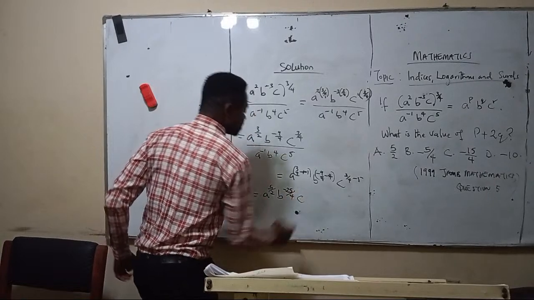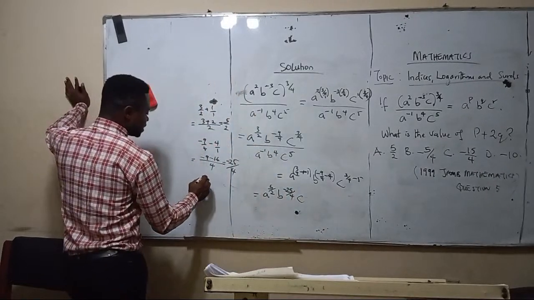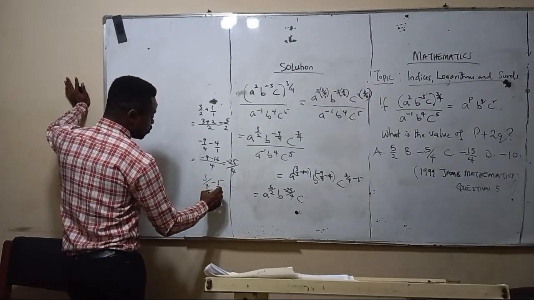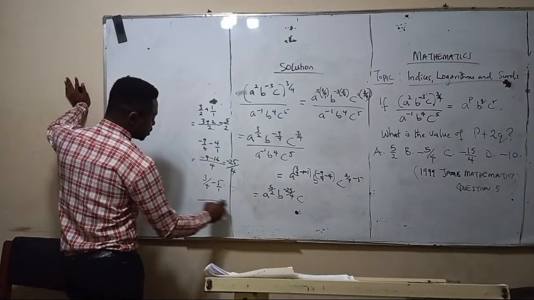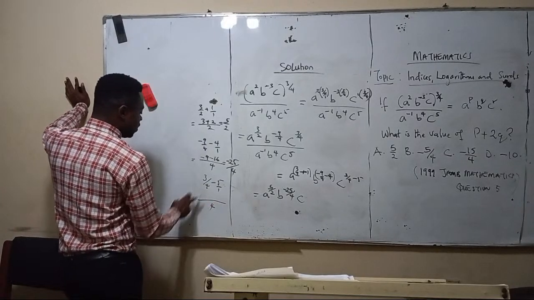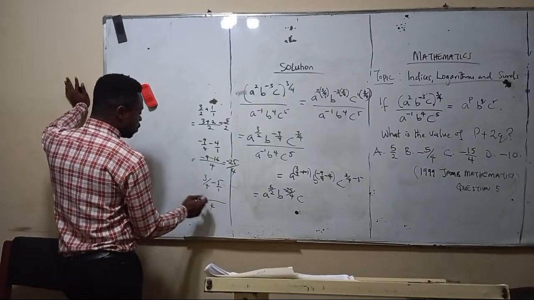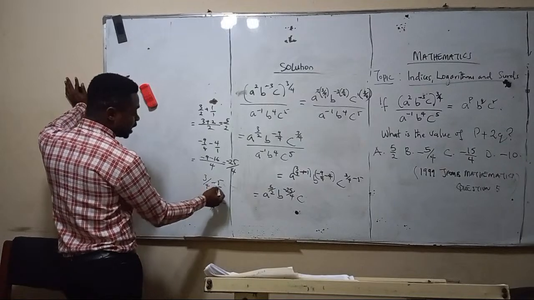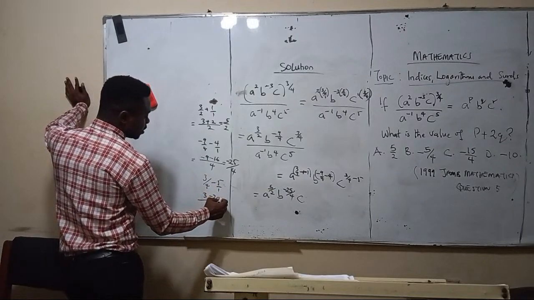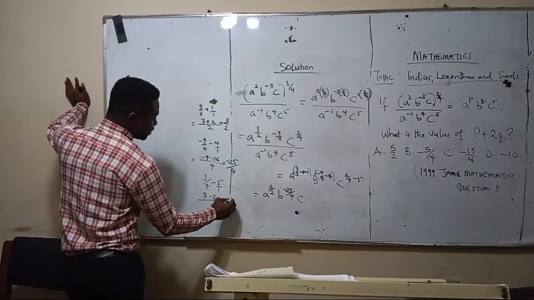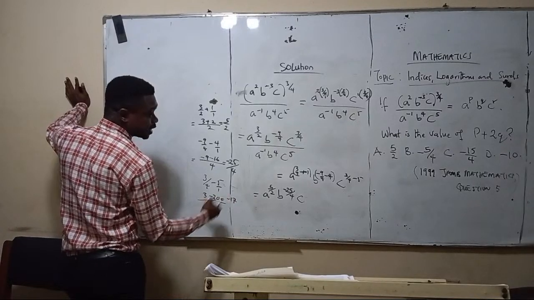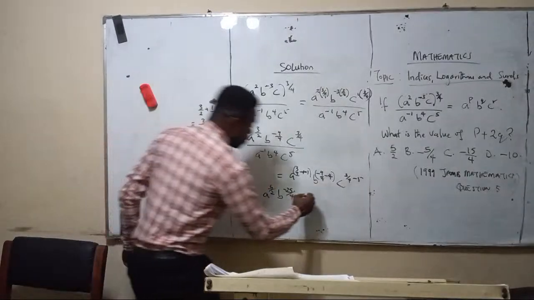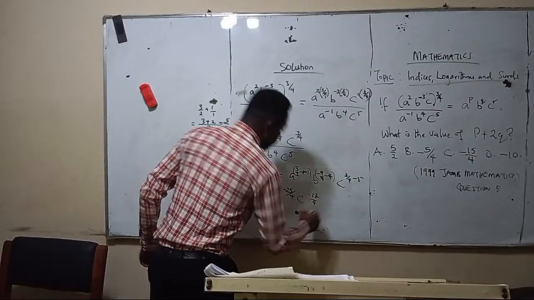Let's resolve the power of c. The power is 3 over 4 minus 5. Remember, 5 is also 5 over 1. So 4 should be here. 4 divided by 4 is 1. 1 times 3 is 3. 1 divided by 4 is 4. 4 times minus 5 is minus 20. So here, minus 3 minus 20 is minus 17. So we have minus 17 over 4. So the power of c is minus 17 over 4.